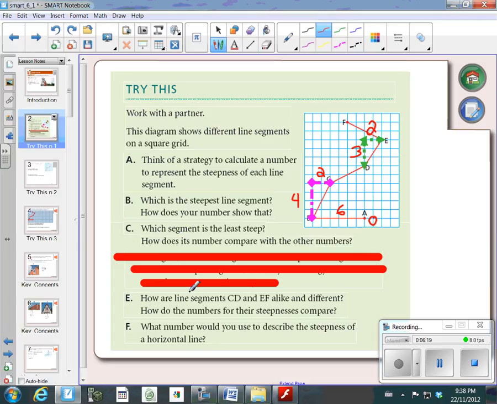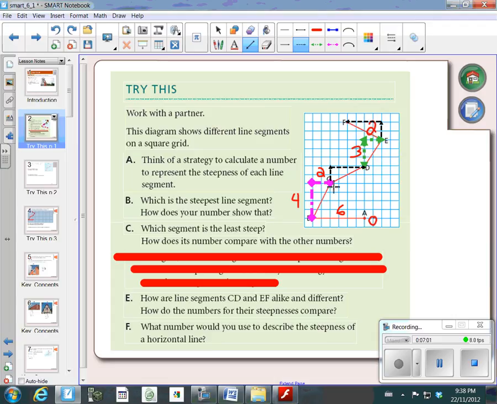Part E, how are line segments CD and EF alike or different? Well, CD, let's compare its steepness. It goes up 2 this way and over 1, 2, 3, 4 this way. EF goes up 2 this way and over 1, 2, 3, 4, 5 this way. So how are they alike? Well, they're alike because they both go up 2 and over 5.